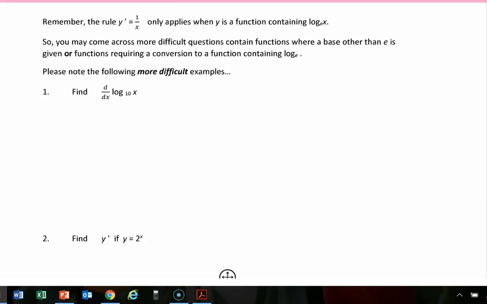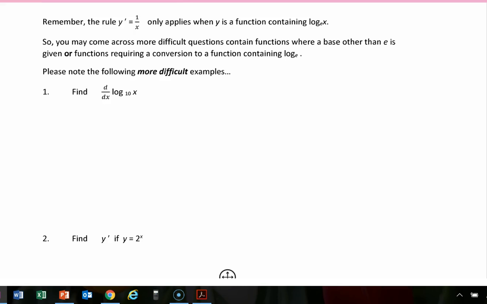Now, more difficult examples will contain a log expression that is not to the base e, and in order to do that we'll have to use the change of base rule. I think I touched on this earlier in a video and said that it would be one of the more difficult rated questions.